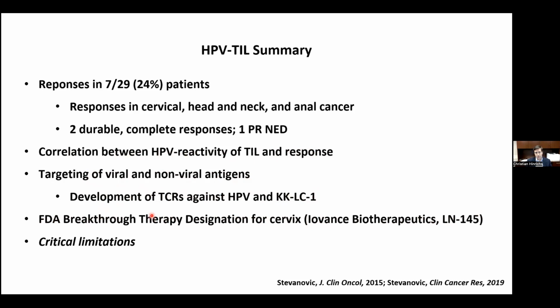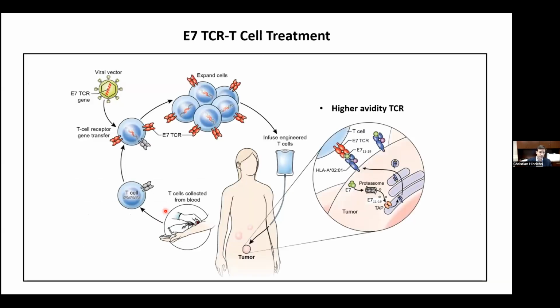It requires surgery, which actually is a major limitation. It takes a relatively long time to generate a cell product, typically about 5 weeks. And there's no control over the reactivity of the cell product. So if the cells you grow out are not reactive against HPV antigens or other targets that you want to target, there's nothing you can do about it except not treat the patient, which is a very unsatisfying approach.